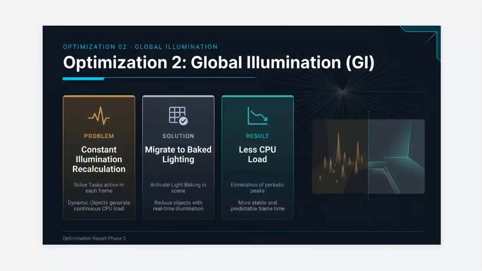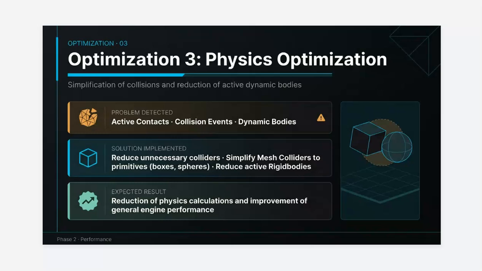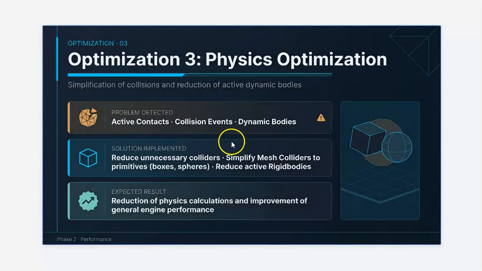Optimization 3, the physics. What was the problem? Activate collision events to detect contact with dynamic objects. So what would be the solution?